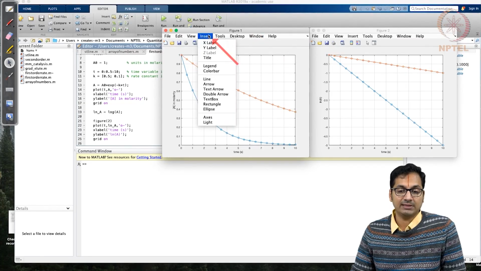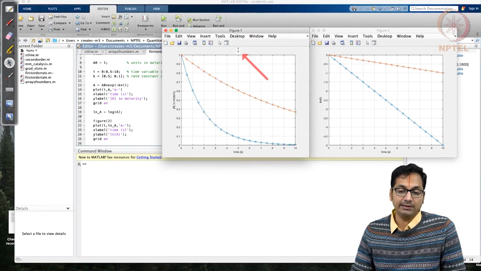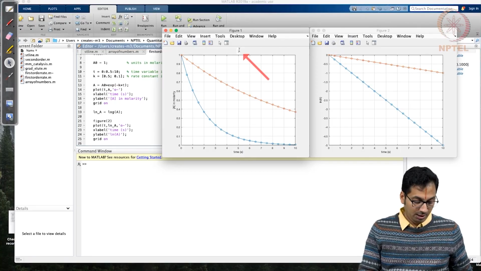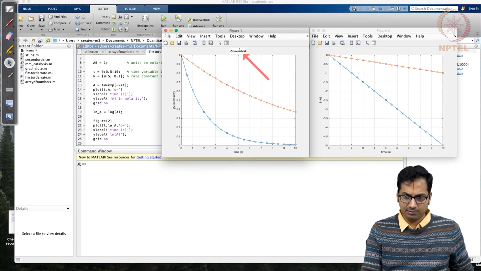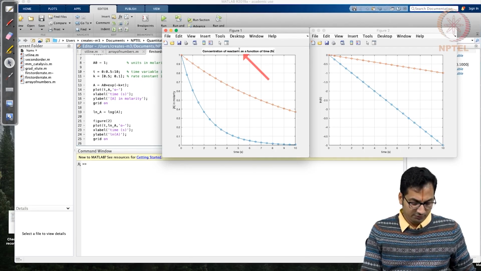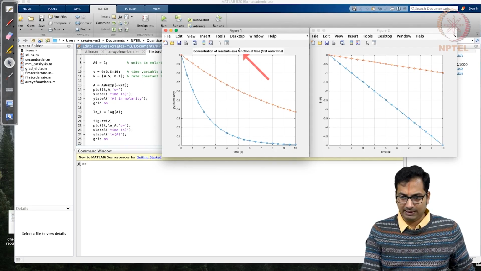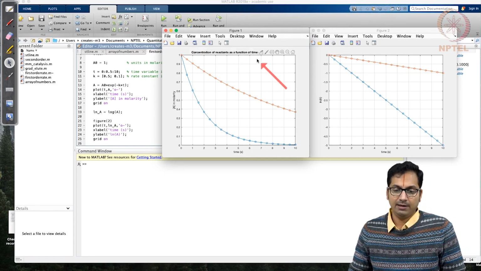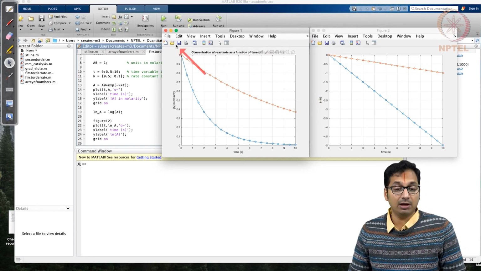And of course, you can always insert many things. You can insert the title for a given curve, for saying concentration of reactants as a function of time, first order kinetics. Right? So you are able to add a lot more things that you would like to add.